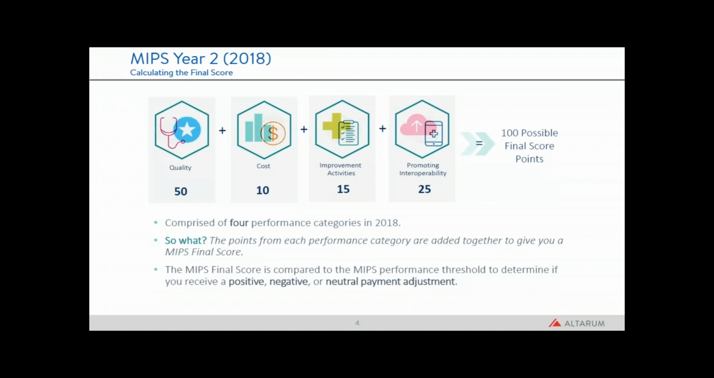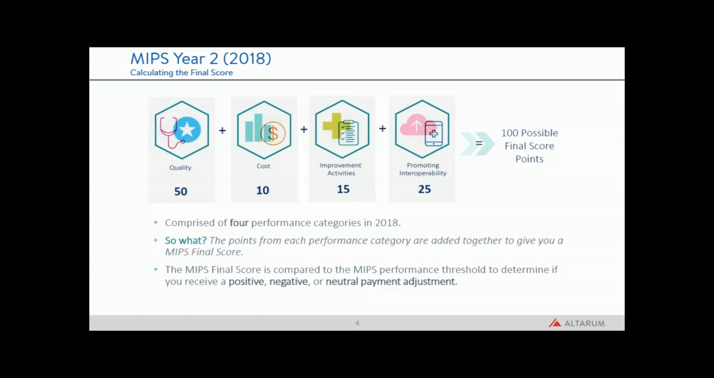So within the MIPS track, which is what we're focusing on today, and all of the performance categories within it, we have the 4 performance categories. We are using all 4 of them this year. Last year, we only used 3 out of the 4. They did not assess folks on cost, even though they provided some feedback in the cost category. But we have these 4 categories: the quality category, the cost category, the improvement activities category, and what's now known as the promoting interoperability category. Last year, it was known as advancing care information, or ACI. It's really just meaningful use. That's another term everyone is very familiar with, as we've been working in that program for many years.